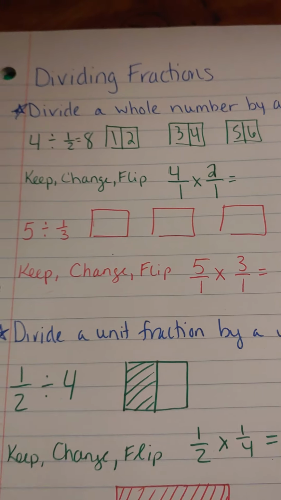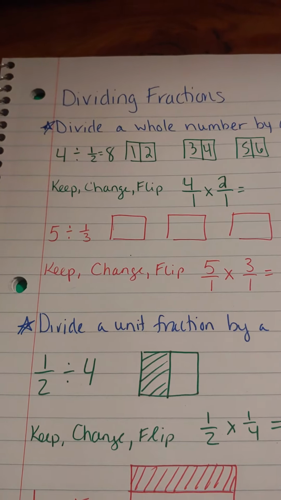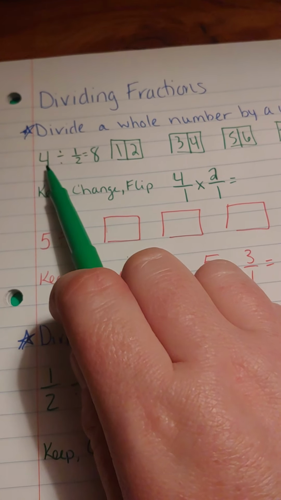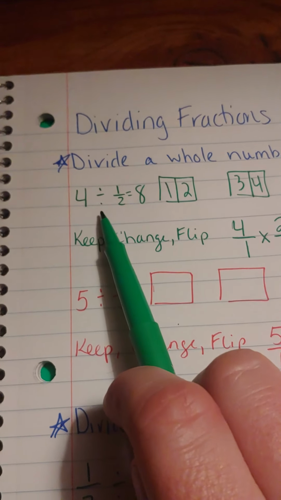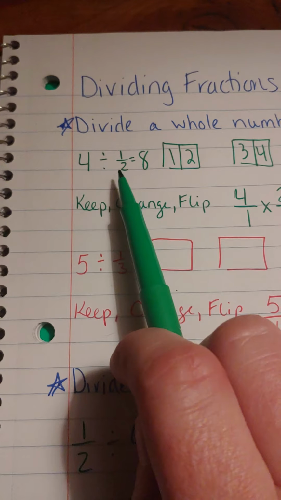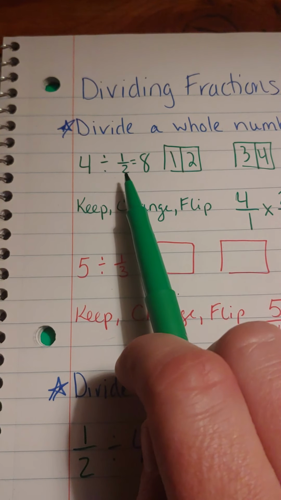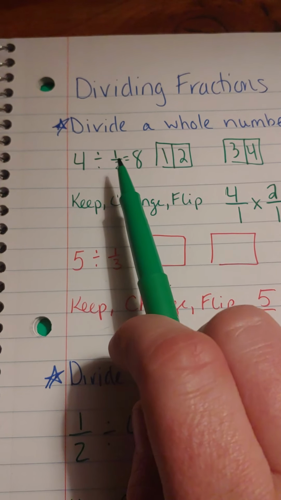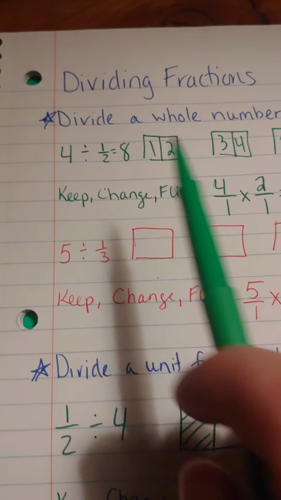Now there's another strategy called keep, change, flip that we use. And we are going to keep our 4, change our symbol from a division symbol to a multiplication symbol. So we're going to go to the opposite symbol, and then we're going to flip. And this just means instead of having a half, you're going to put your 2 on the top, the 1 on the bottom, and you're going to have 2 wholes, or 2 over 1.